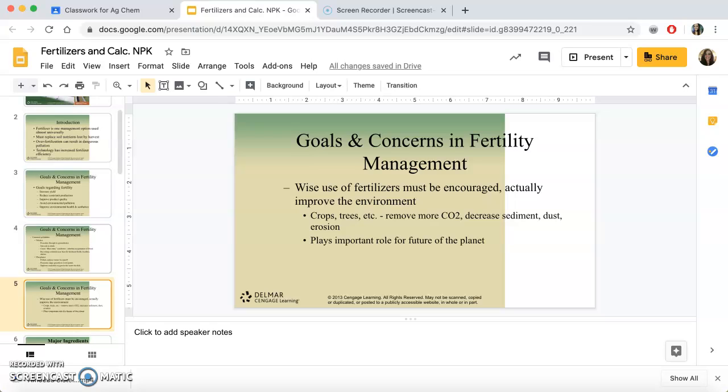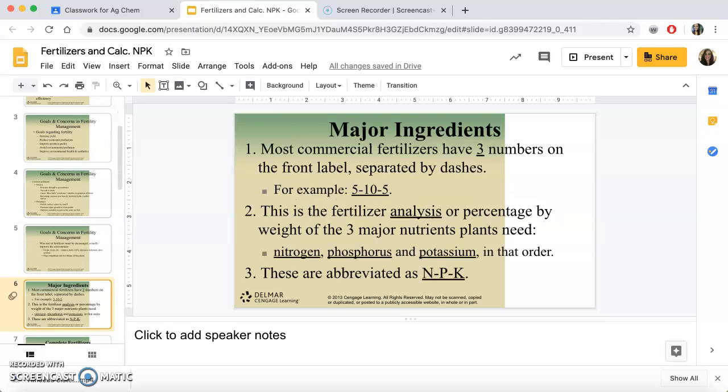Through the use of fertilizers with crops and trees, we can remove more CO2 from the air. We can decrease sediment and dust that's around locally, and we can actually decrease erosion. It's going to play a really important role for the future of our planet. We want to make sure that we have fertile crops, that our plants are pulling even more CO2 from the air, because they're going to release more oxygen into the air and help improve our planet. So those are some goals that we have when it comes to using fertilizers.